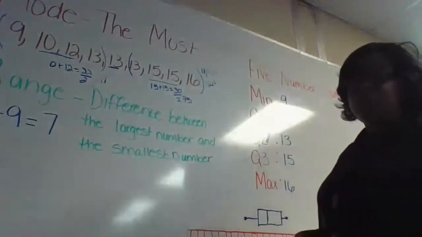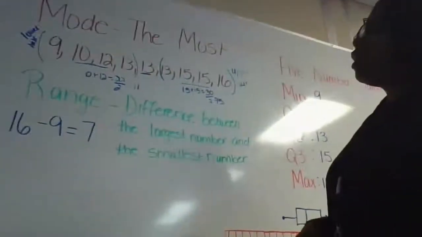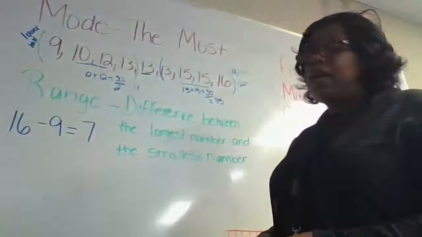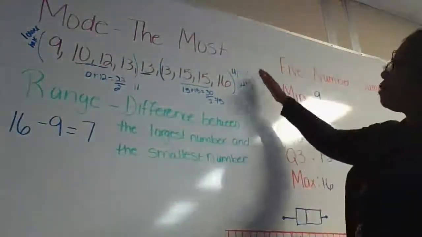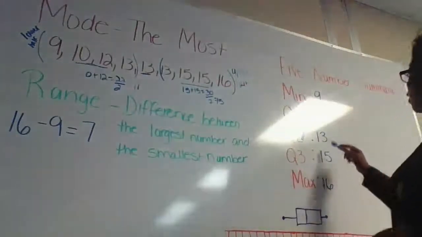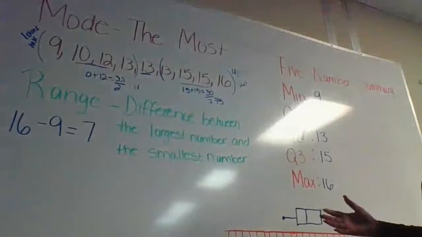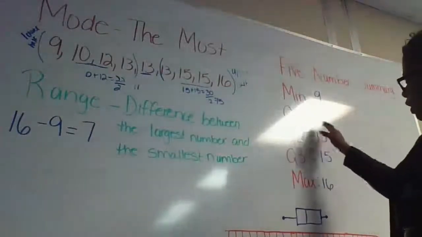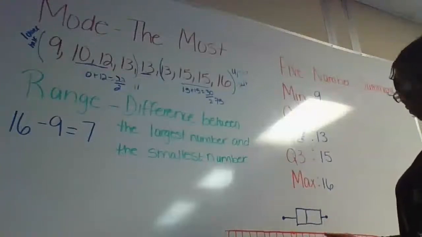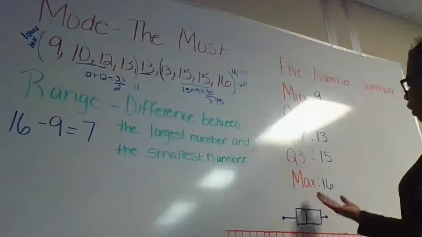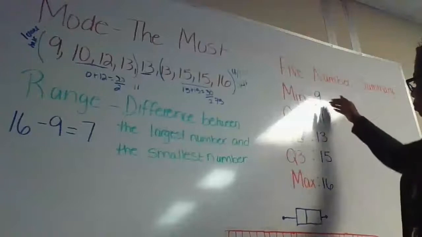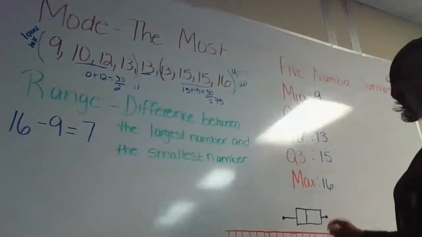From that, we used the numbers that were left over, and we found the median of the lower half of the data set, and then the median of the upper half of the data set. What that came out to be was 11 and 15. From there, we took quartiles 1, 2, and 3, drew vertical lines at their respective places on the number line, made our box from those numbers, and then used our minimum and maximum to give us our whiskers.